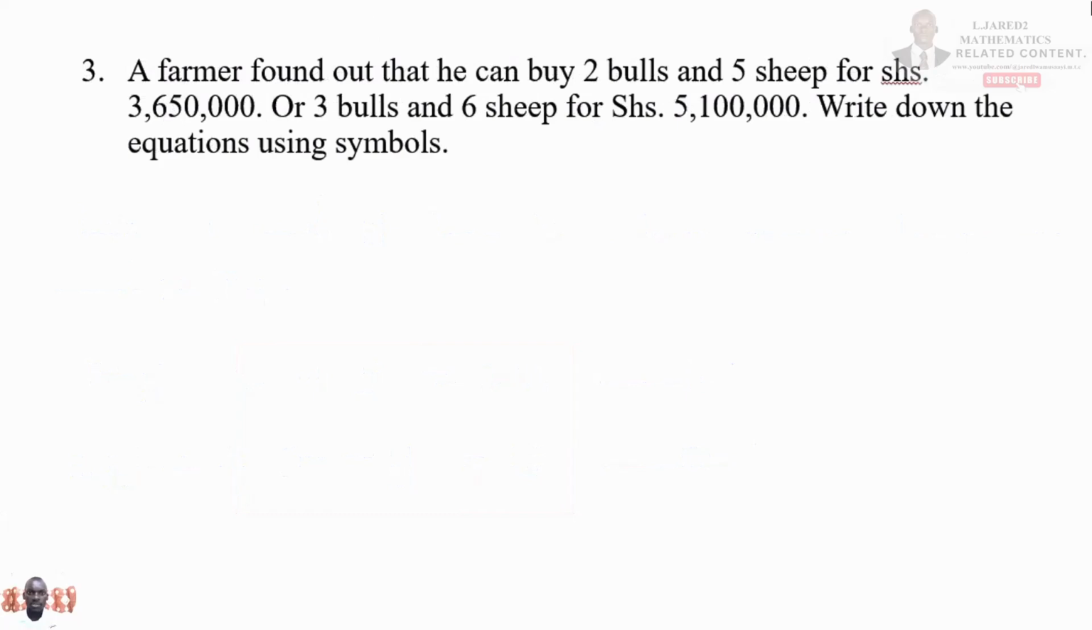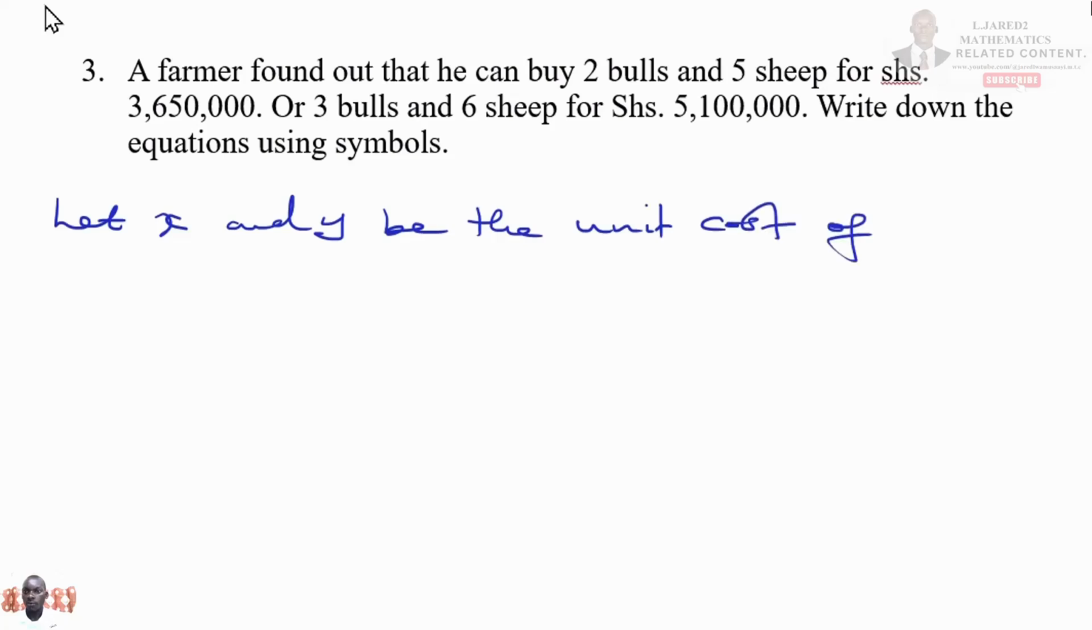Alright, let us proceed to number 3. It reads, a farmer found out that he can buy 2 bulls and 5 sheep for shillings 3,650,000, or 3 bulls and 6 sheep for shillings 5,100,000. Write down the equations using symbols. Still, we are going to do the same. We can let x and y be the unit cost of a bull and a sheep respectively.